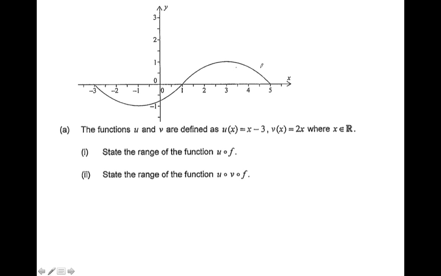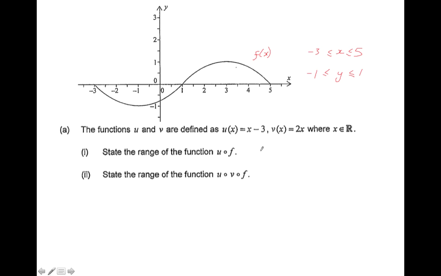Question here, we've got a function defined here as f of x. We are told the domain of f of x is -3 less than or equal to x, less than or equal to 5. But it'd be nice to know about the range as well, and you can just see from the graph here that the range is between 1 and -1.